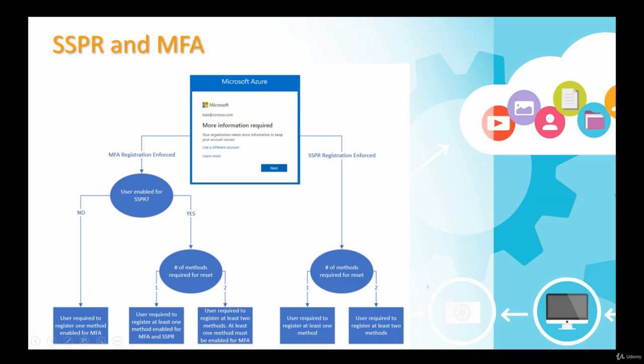If you have MFA enforced with SSPR, the user is going to go this route. If you've just got SSPR with no MFA enforced, then it's going to go this route. And that's how the SSPR screen, or SSPR MFA screen, is going to work when the user tries to log on for the first time after one or both of these have been enforced.